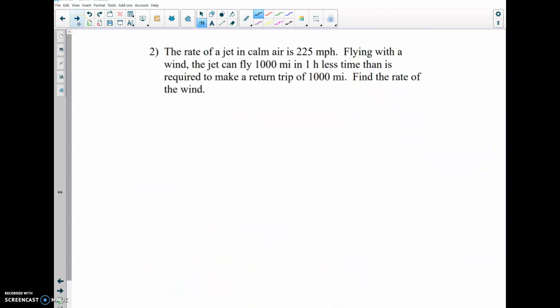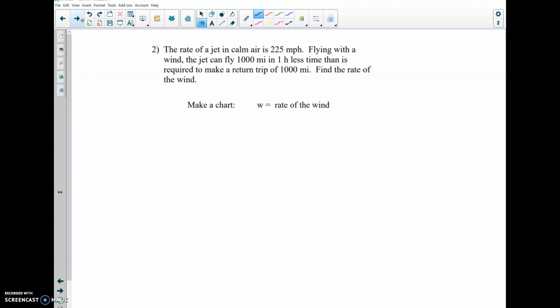Alright, next word problem. Take a minute and read this. Alright, so you have a jet. That speed is 225 if there is just calm air. We have wind going with and going against. So we're looking for the rate of the wind, so that's our variable that we're going to be using. So W is the rate of the wind.